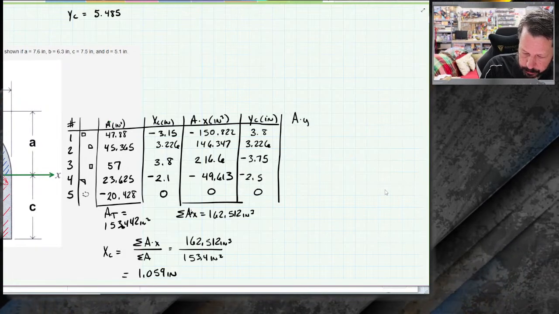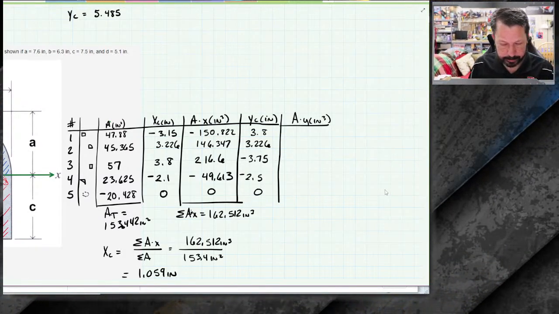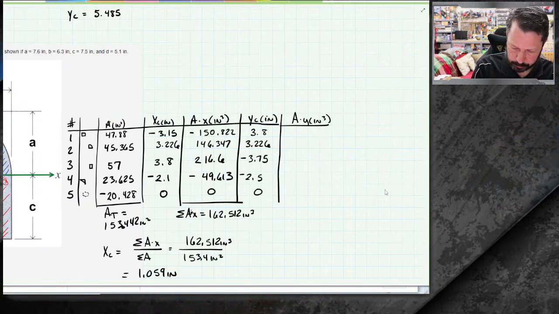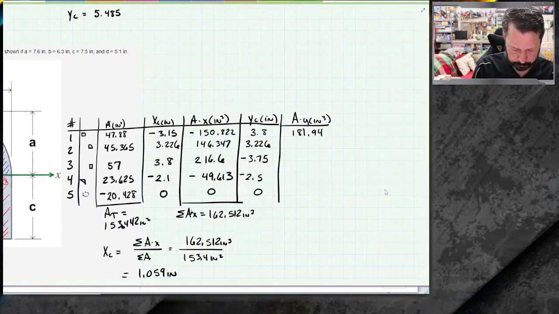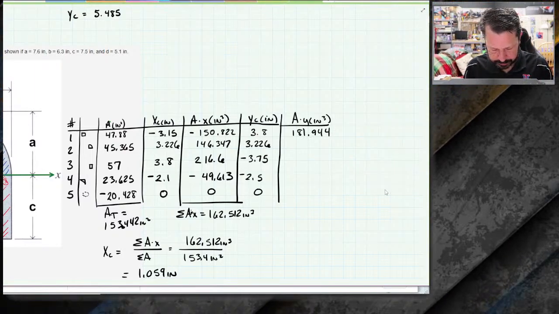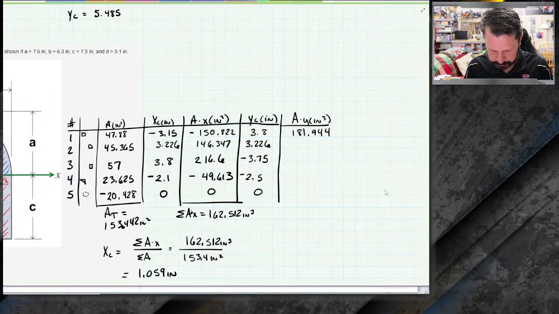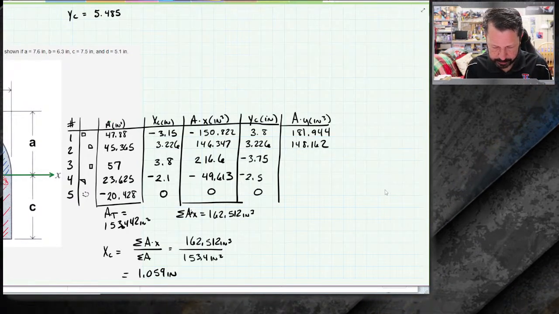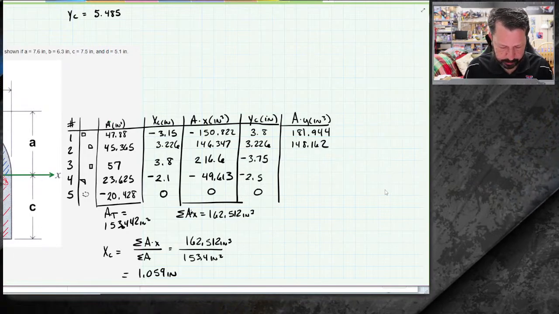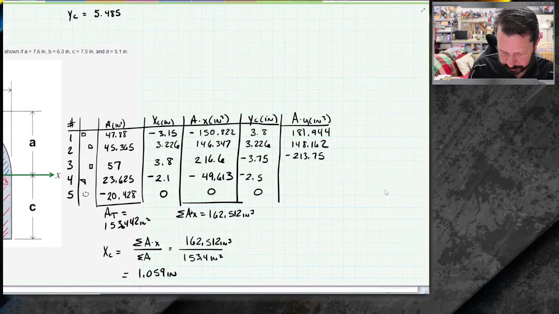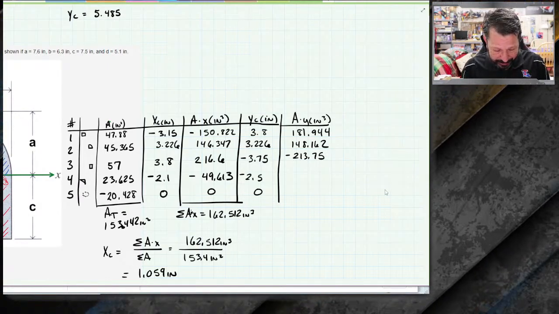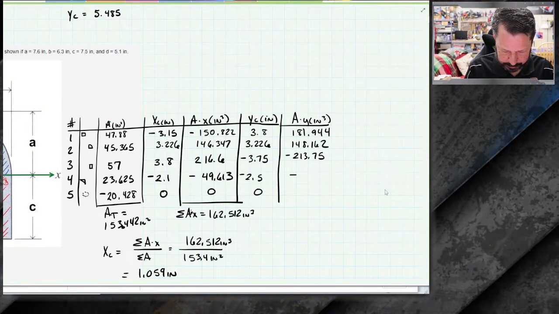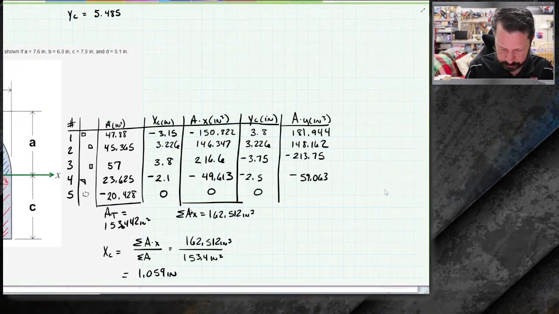So A times Y, we have 47.88 times 3.8, 181.944. 45.365 times 3.266, 148.162. 57 times negative 3.75, so negative 213.75. 23.625 times 2.5, negative, so negative 59.063, and a 0 here.